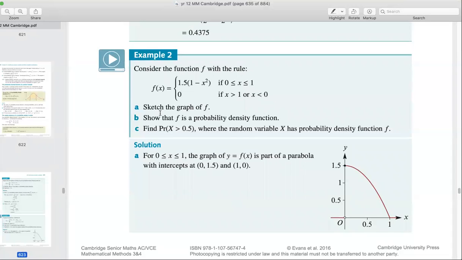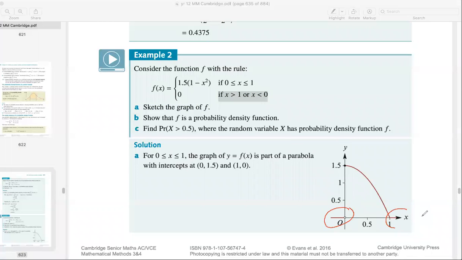And if the question asks us to sketch the graph, for the parts where x is greater than 1 or x is less than 0, we have to include these to show that our x value can range from negative infinity to positive infinity, right? Okay, we cannot only draw from 0 to 1, no. We have to show the zeros as well.